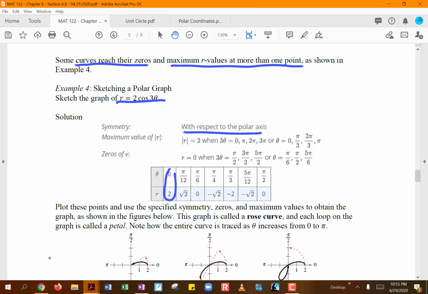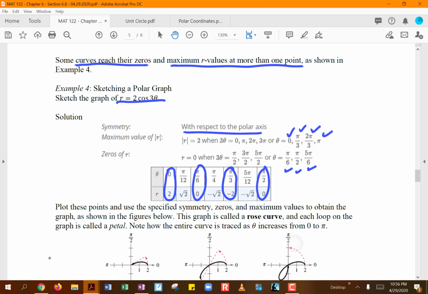Creating our table over here, you will see we have our maximum value at angle 0, maximum value at pi over 3, and zeros at pi halves and pi over 6. So you've got maximum at angle 0, pi over 3, and then they didn't go further on this table, but if you did, you would have come up with these 2 other angles also. And then your zeros are at pi over 6, pi halves, and of course 5 pi over 6 if you were to go beyond.